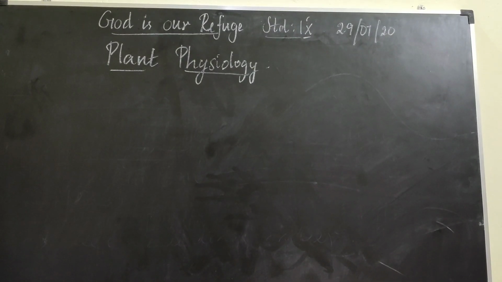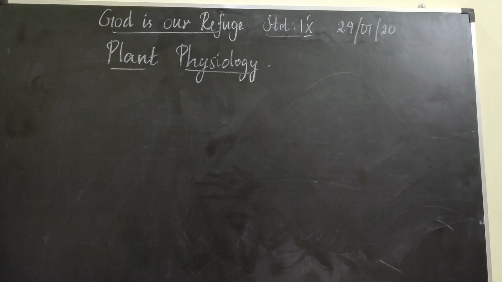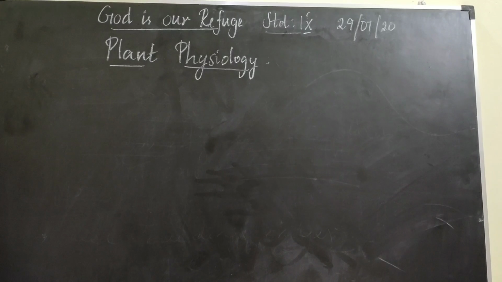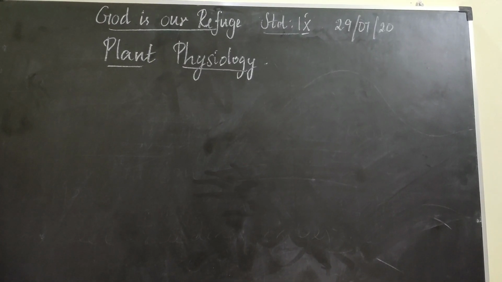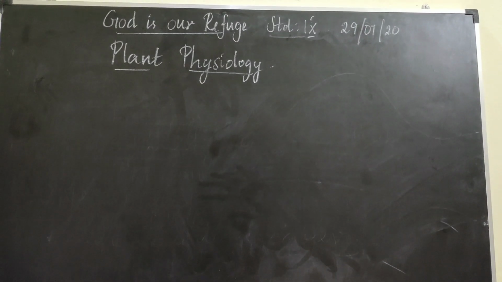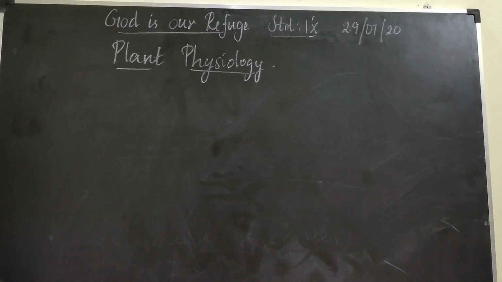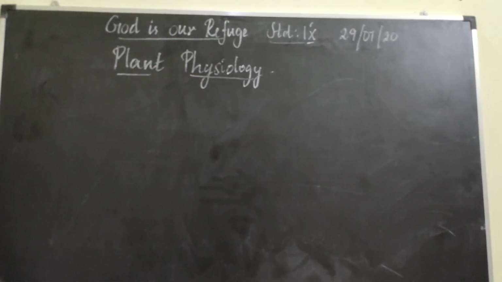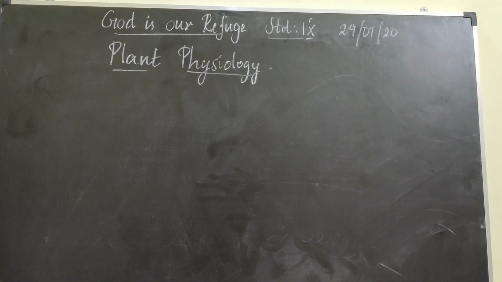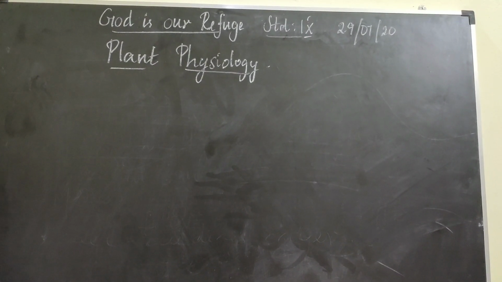Last class, we executed two experiments. What did you observe from them? Yes, good. First one, the chlorophyll is essential for photosynthesis. Second experiment, the water is let out from the leaves through stomata in the form of water vapor, which condenses to form water droplets. Yes, children, today we are going to learn about the types of transpiration.